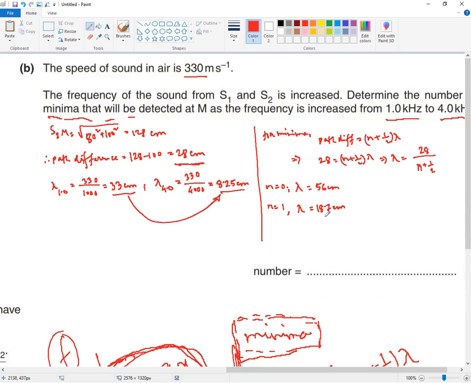Okay, so you can see the value is decreasing, which is a good thing. I'll tell you why this is a good thing.